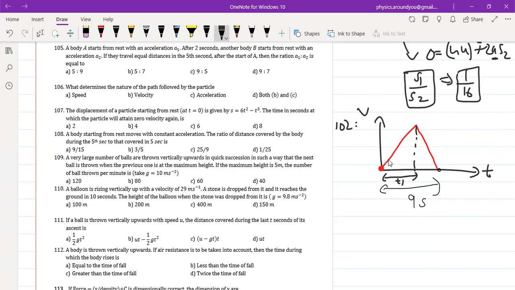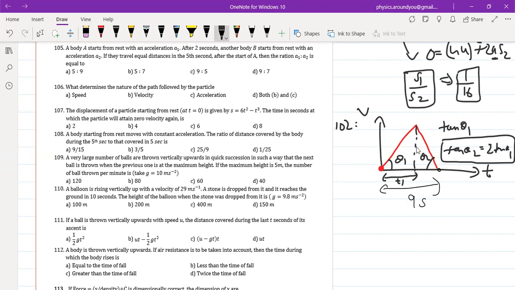Let me label this theta1 and let me label this theta2. What does the slope of the VT graph give? The slope of the VT graph gives acceleration. So tan theta1 is the acceleration. Tan theta2 is the deceleration, but they have given that the deceleration is twice the acceleration. So tan theta2 should be 2 times tan theta1.